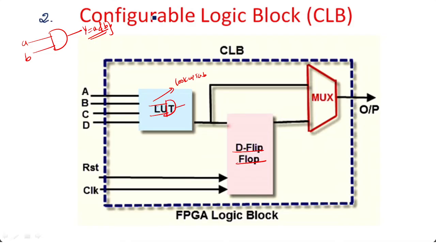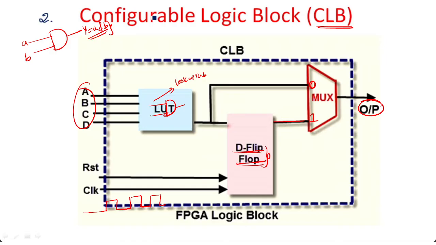The output of the lookup table is given directly as one input to the mux, and the other input through the delay, through the D flip flop. We already studied the D flip flop, the delay flip flop. So through the delay you are giving one of the inputs to the mux, and you are getting the output. So this is the heart of any FPGA, the configurable logic block, CLBs. So CLBs consist of how many inputs?